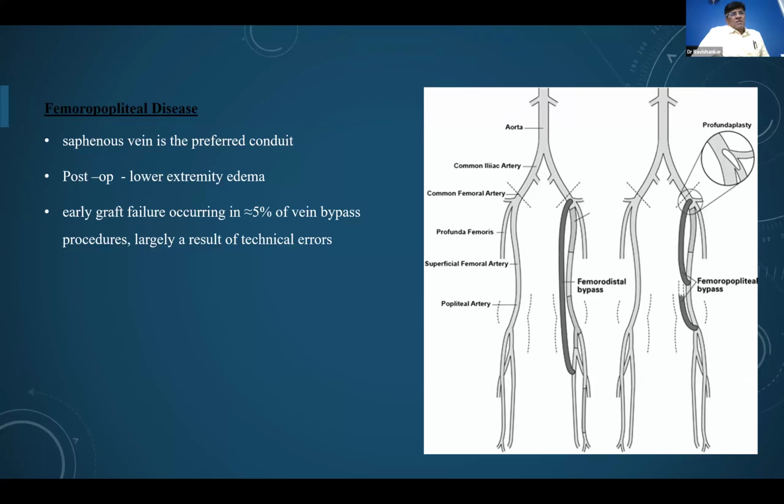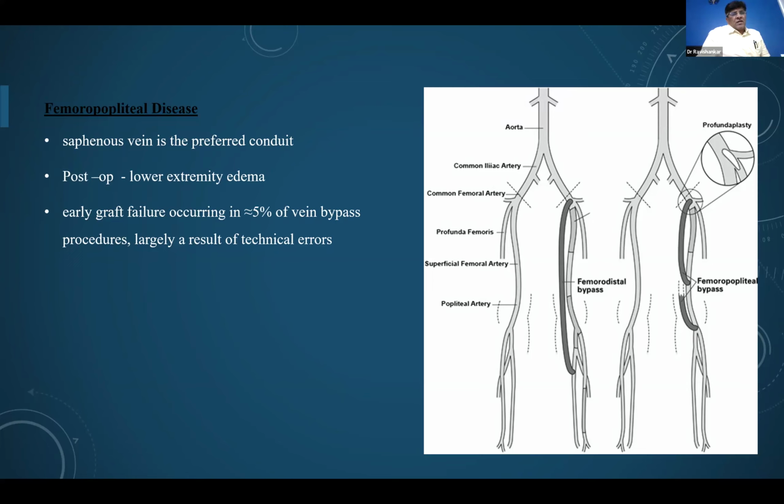Sir, you have to reverse it. Yes. Why do you reverse it? To prevent the valves, because the valves will be there and they will prevent the flow. The other thing is the larger end will go to the distal anastomosis, so you have a fairly wide distal anastomosis. Anastomotic stenosis and narrowing is much more common at the distal end than the femoral or the proximal end. So you reverse the saphenous vein for two reasons.